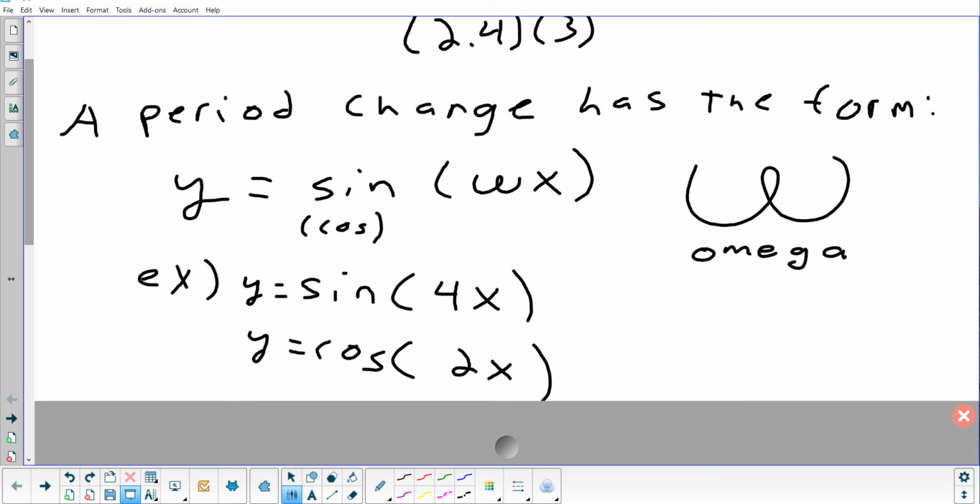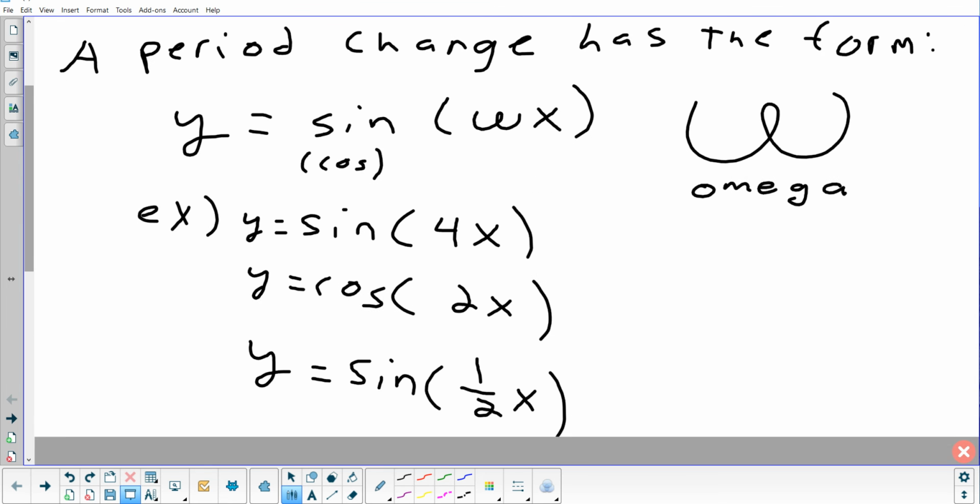Cosine 2x. Another period change. And here's one more. Sine 1/2 x. Now, we have to figure out when it stretches versus compresses. Look at the first one, sine 4x. Do you think that's going to take the sine function and stretch it 4 times as big, or compress it 4 times as small? Which way do you think it's going to be?